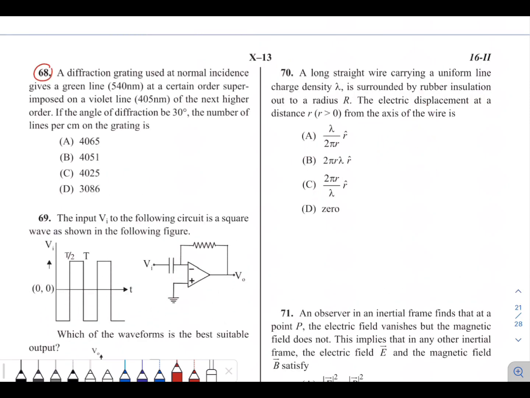Problem 68. A diffraction grating used at normal incidence gives a green line at a certain order superimposed on a violet line of the next higher order. If the angle of diffraction is 30 degrees, the number of lines per centimeter of the grating is what? So we use the grating equation d sin theta is equal to n lambda.